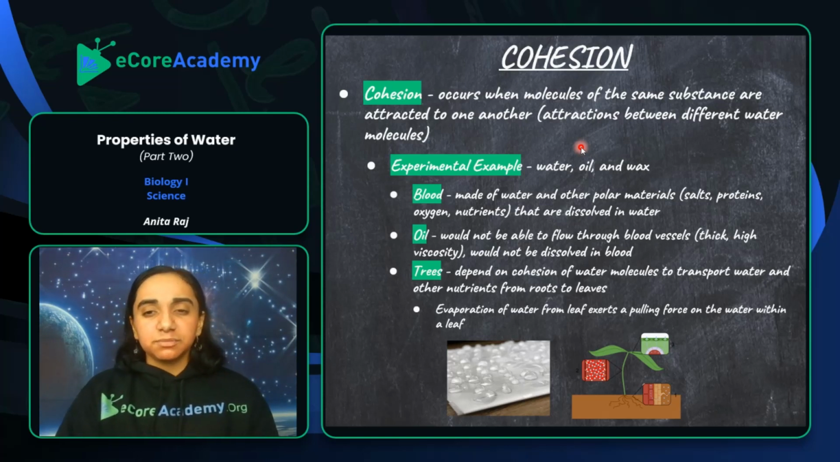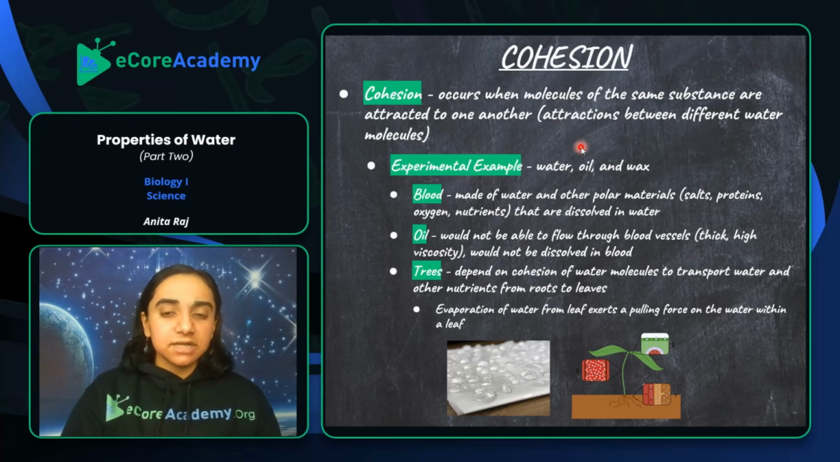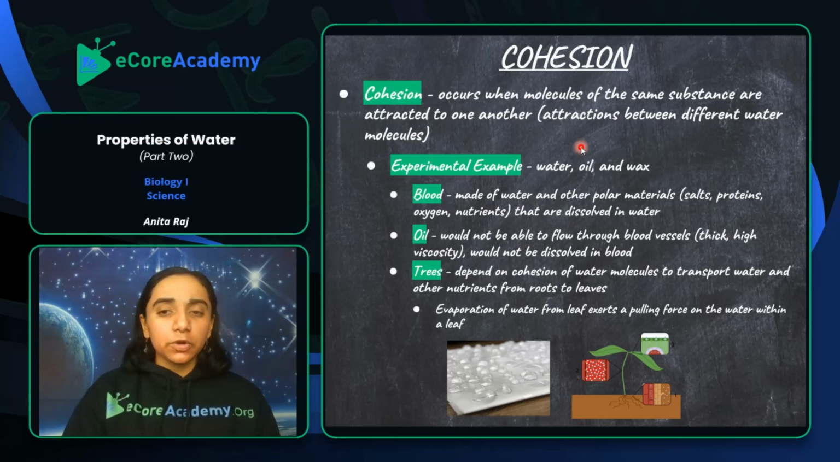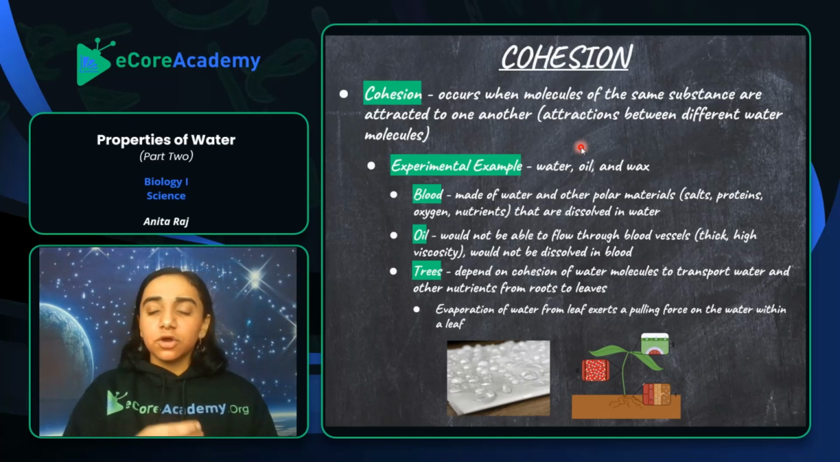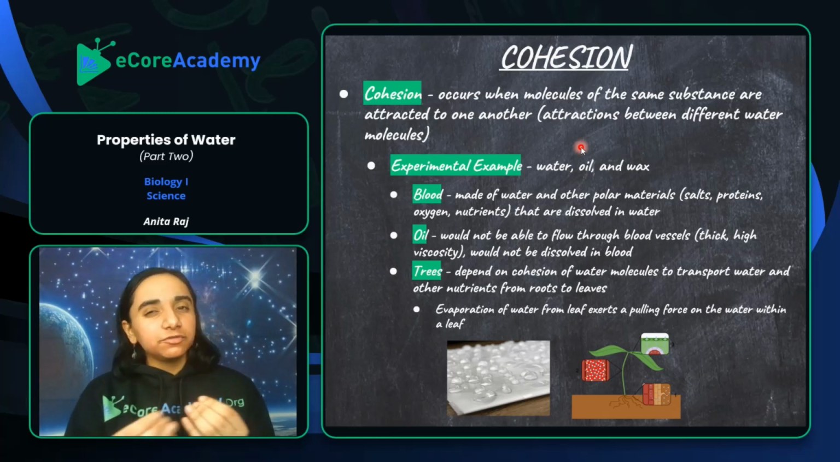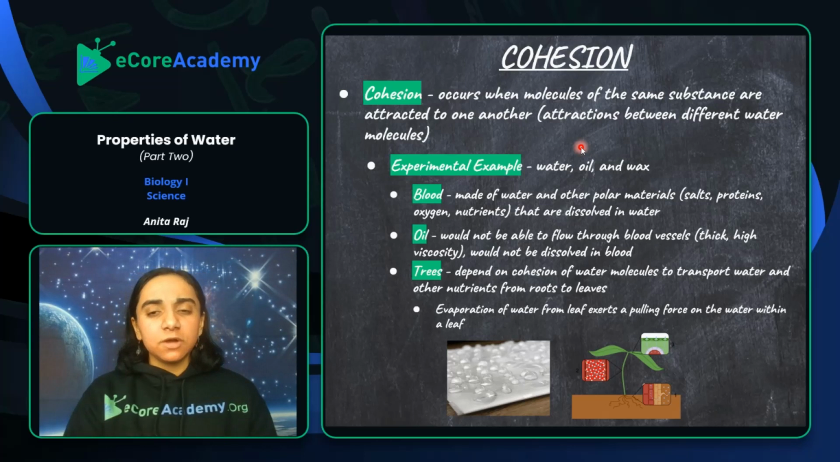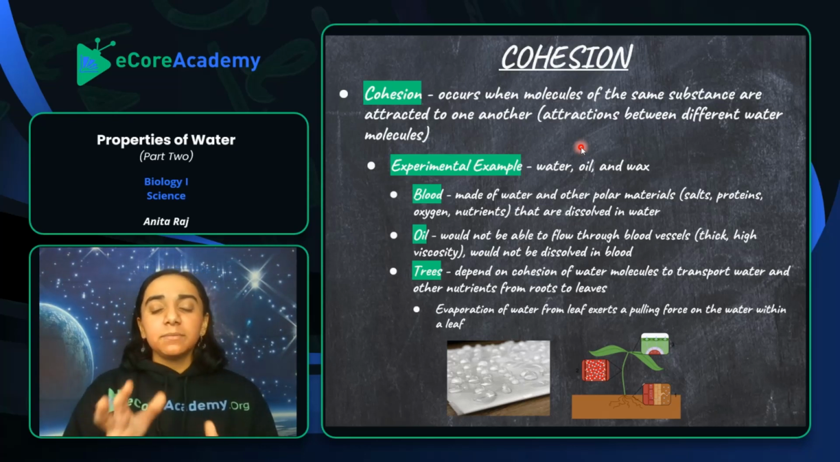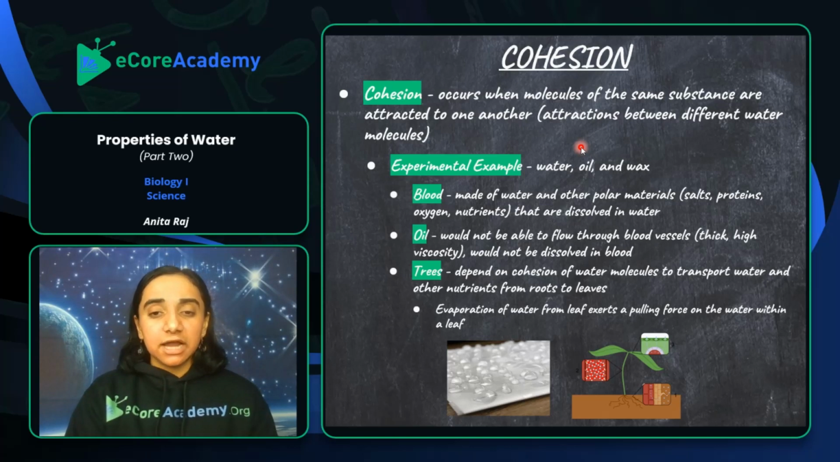Another good example of this is blood. Blood is made of water and other polar molecules: salts, proteins, oxygen, nutrients, all these things we consume in our food. And these are all polar materials. Because they're polar, water is able to dissolve them. Water flows very easily. So with all these molecules dissolved in it, water in the blood is able to move easily because all of these dissolved things are inside of it.